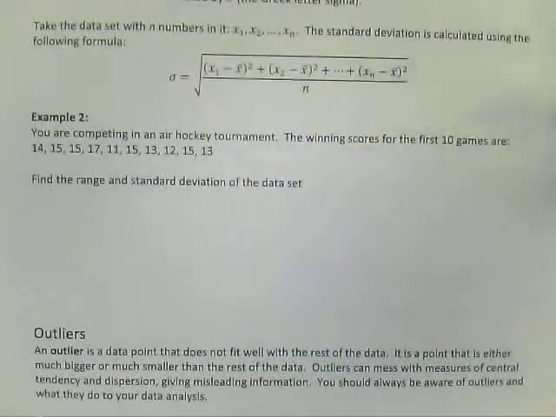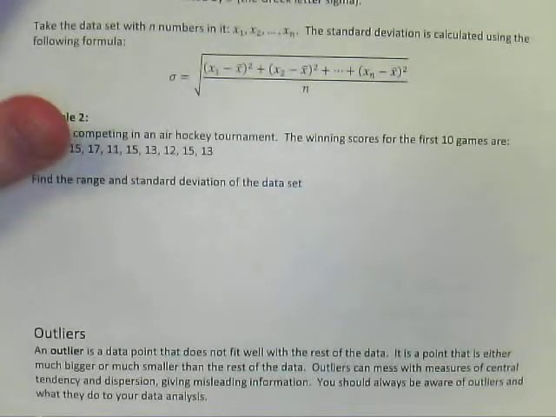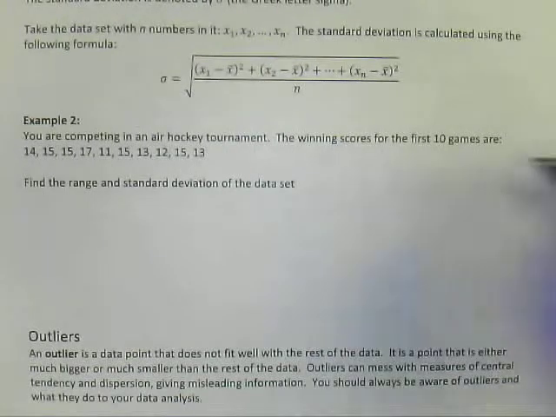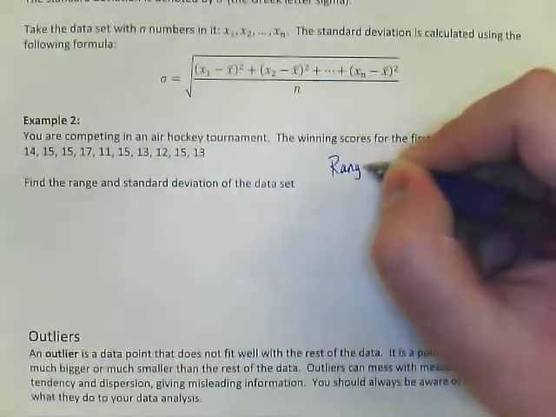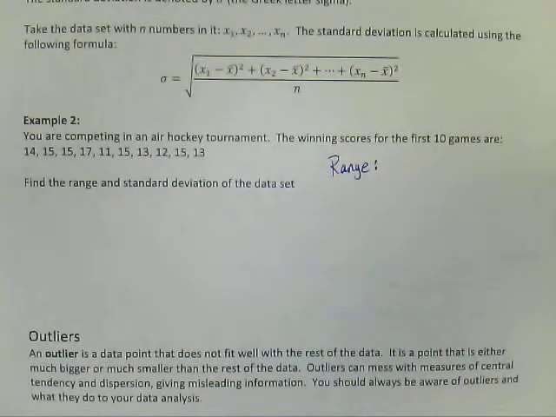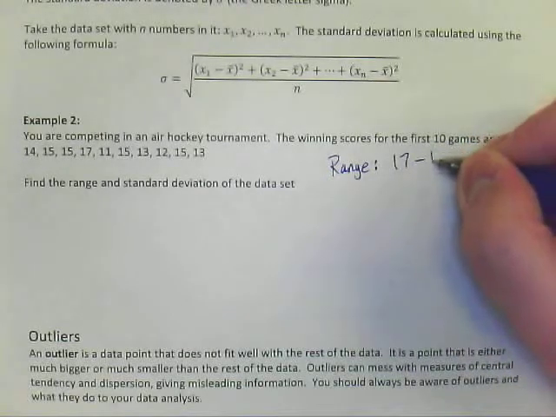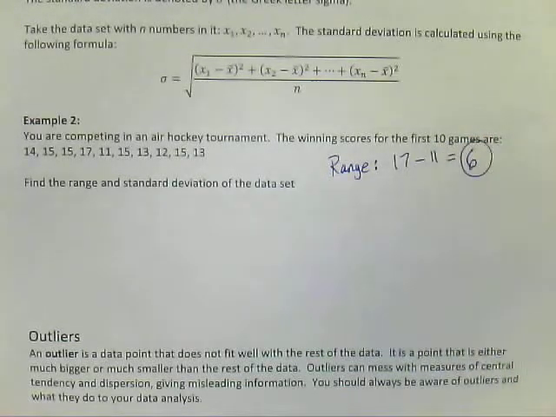Alright, so we've got a data set here. We're competing in an air hockey tournament. The winning scores for the first 10 games are as follows: 14, 15, 17, 17, 11, 15, 13, 12, 15, and 13. It says find the range and standard deviation of this data set. Well, the range is fairly straightforward. We just find the biggest data point and the smallest data point and then subtract them. The biggest data point is 17, the smallest is 11. Subtract those and we get 6. So the range is 6.